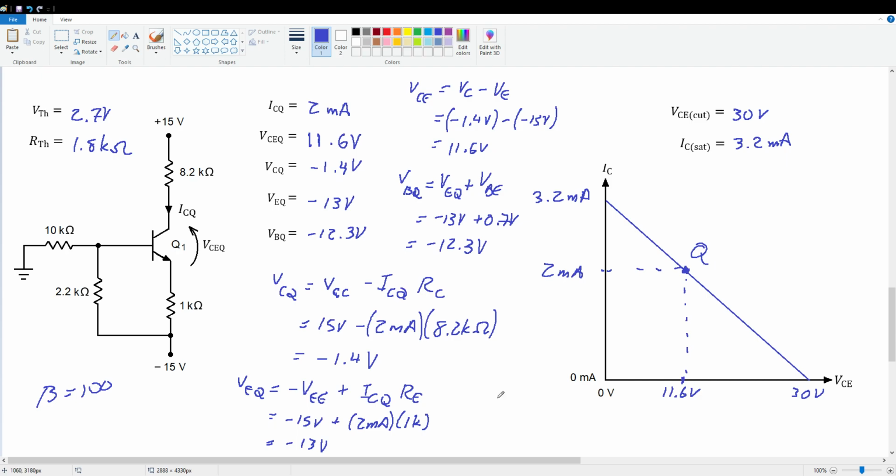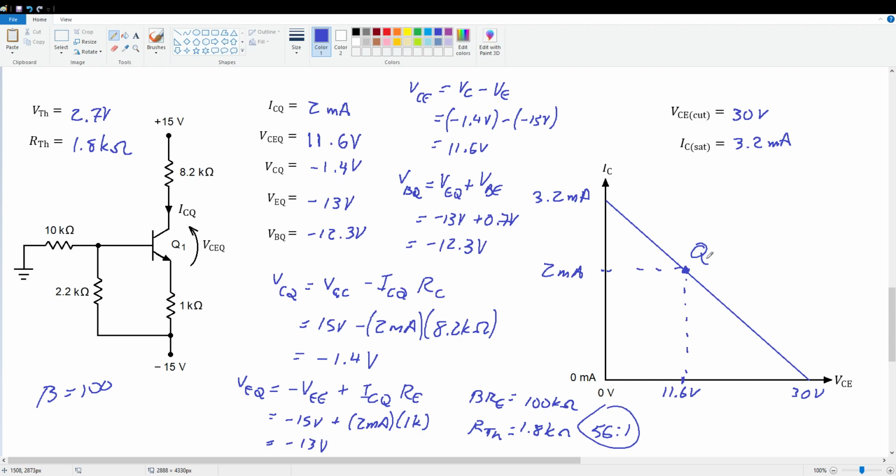Well, let's do the last calculation. Beta times RE is 1,000 times 100, which is 100K ohms, and RTH is 1.8K. So we've got a ratio here of about 56 to 1. That is a very, very stable Q point.